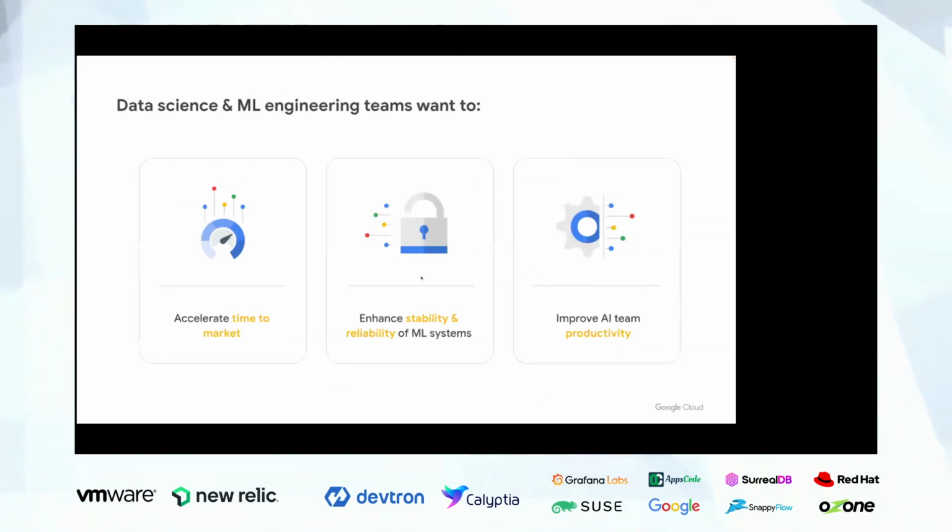So with all of this, what do data science or ML engineering teams ultimately want? They want a faster time to market. They want stability and reliability from their ML systems. Nothing should break in their entire pipelines. And they obviously want more productivity. They want more reusable pipelines in future.